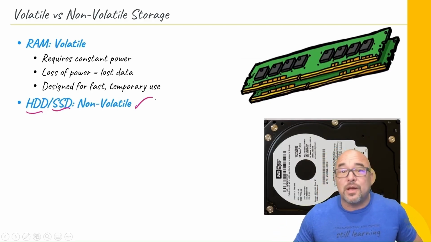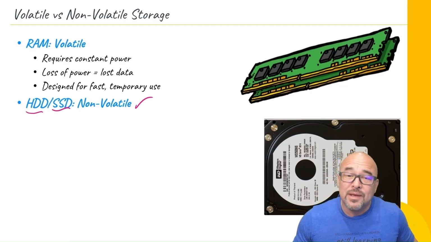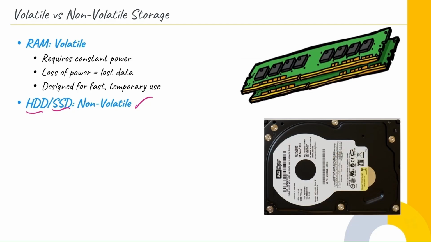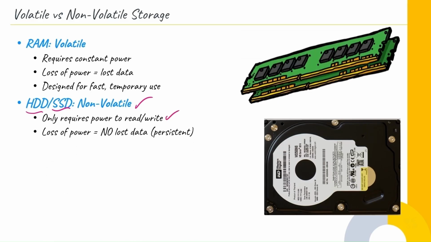Those sorts of things are going to be what's going to be able to store it permanently, at least until you decide to delete it, delete the file, or delete the program, or whatever it is. In other words, the only reason for power is so that you can read or write to that device, and if there's a loss of power or if the computer freezes or something like that, then there's no lost data provided you've already saved it. This is known as persistency as well, or persistent data.